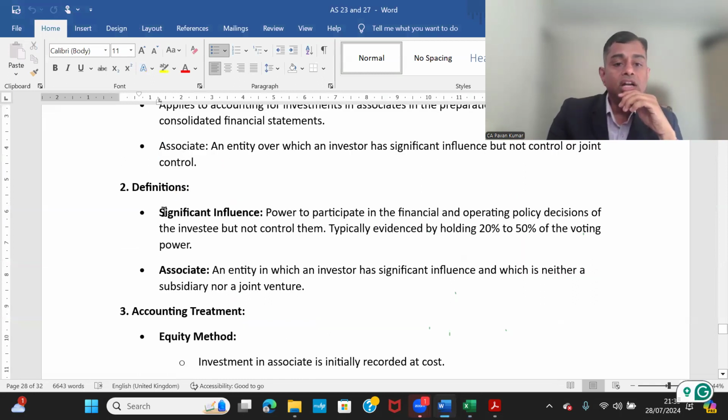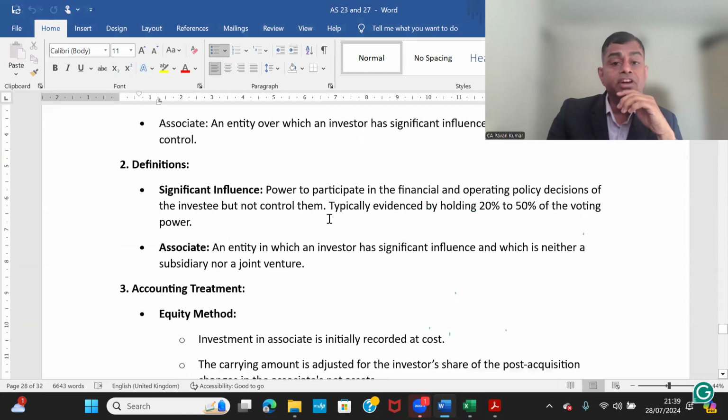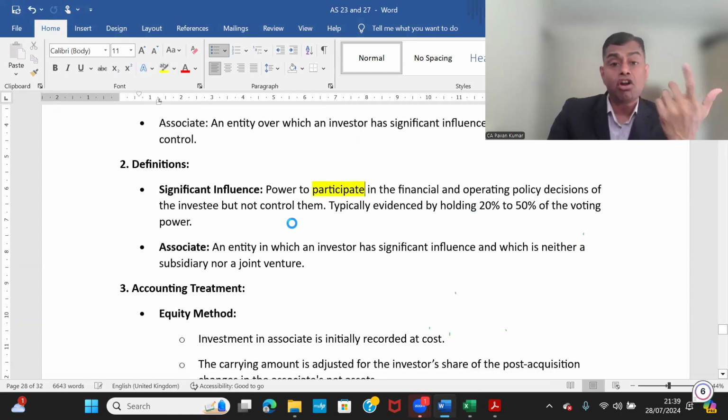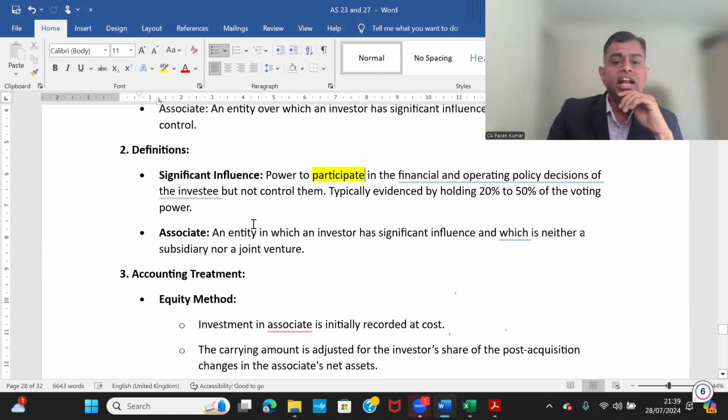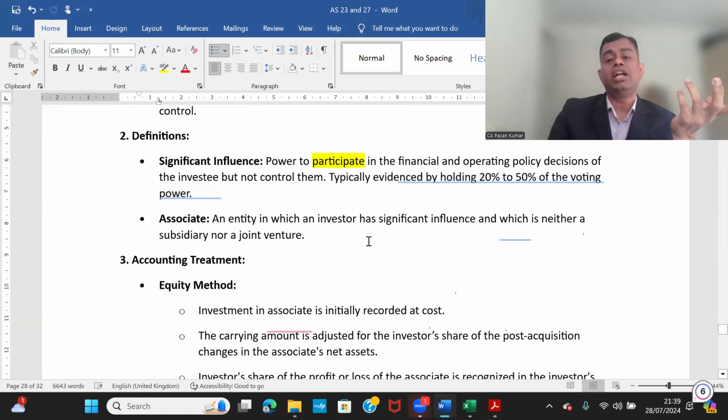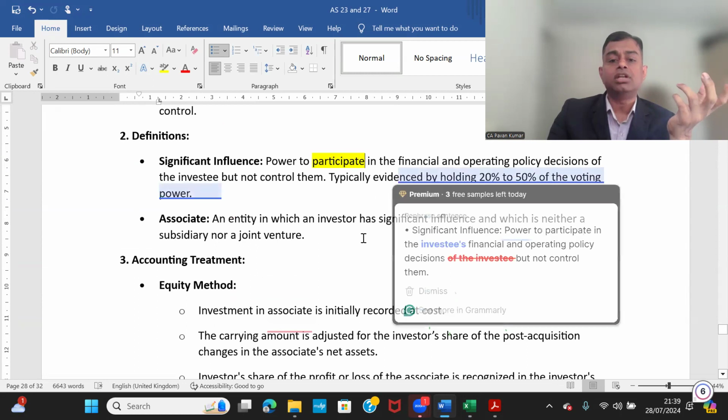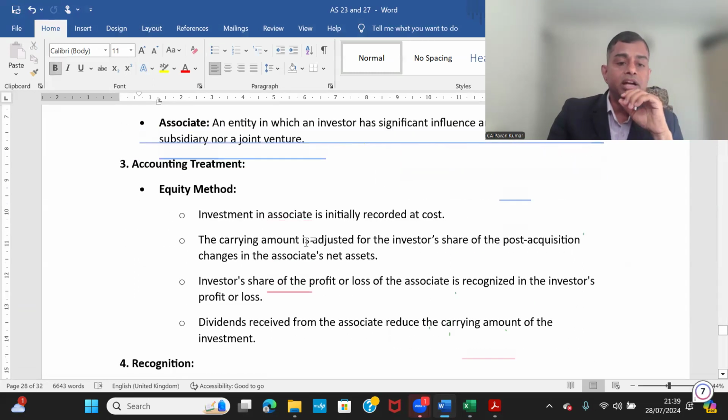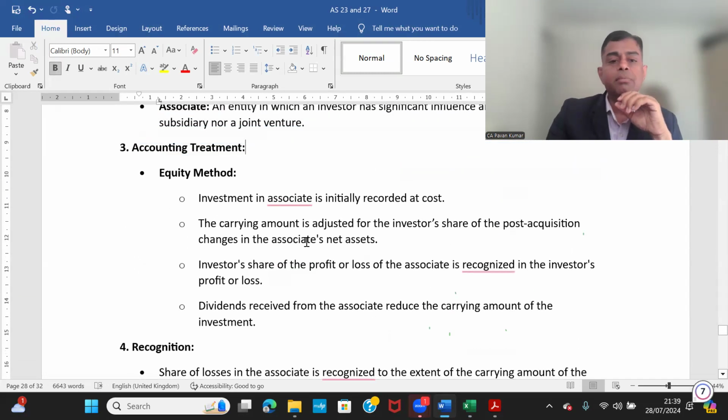So I have given what is significant influence, power to participate. You are participating in decision making. You cannot make a decision. Associate, an entity in which an investor has significant influence. Okay, normally 20% to 50%. Accounting treatment, important. Devika madam, read this please.